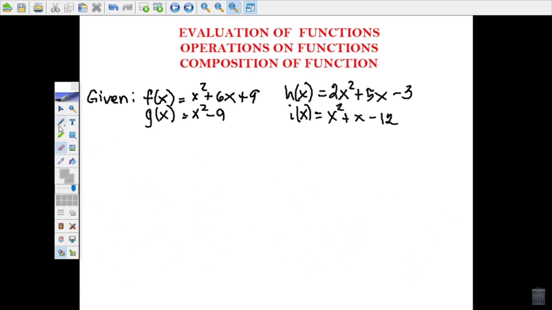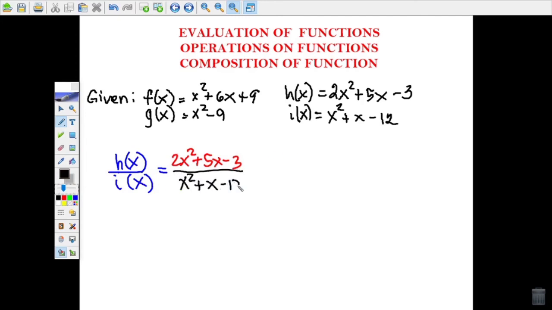Okay, for division. For example, we are asked to find h of x over I of x. Okay, so una, kopyahin lang. So 2x squared plus 5x minus 3. Then, all over, I of x is x squared plus x minus 12. Okay, then, factorable siya. So, alam natin kanina, ang factors ni x squared plus x minus 12, okay, kung matandaan nyo, that is x plus 4, x minus 3. Okay? So, yan yun.